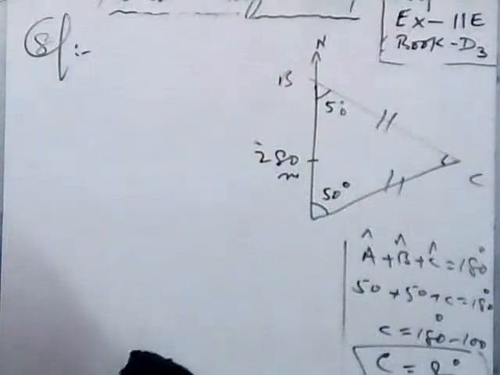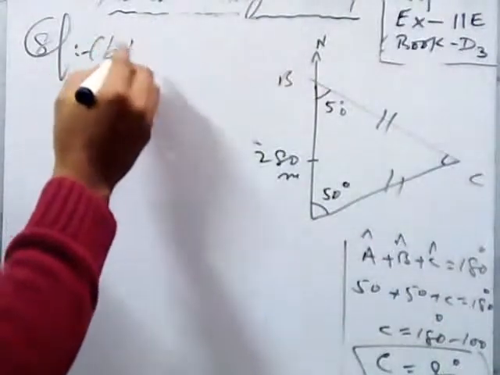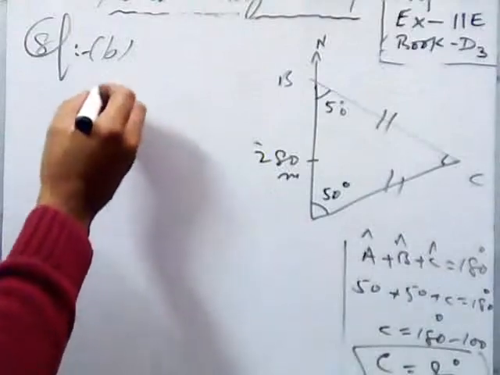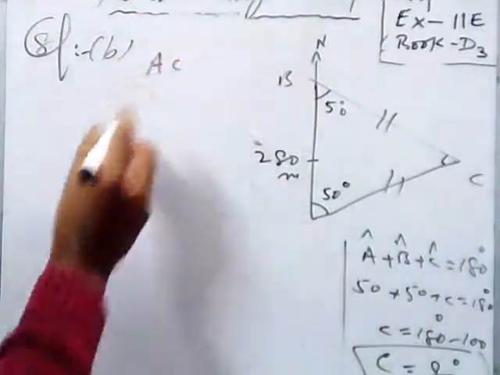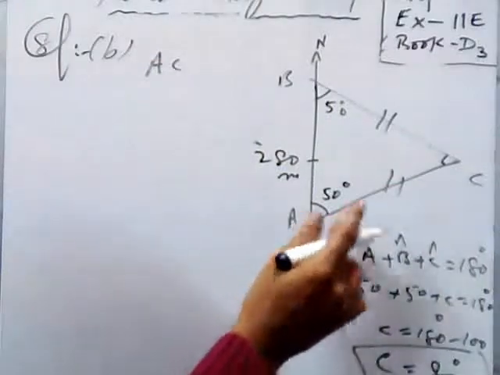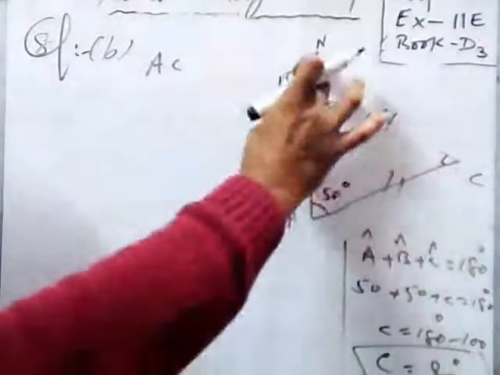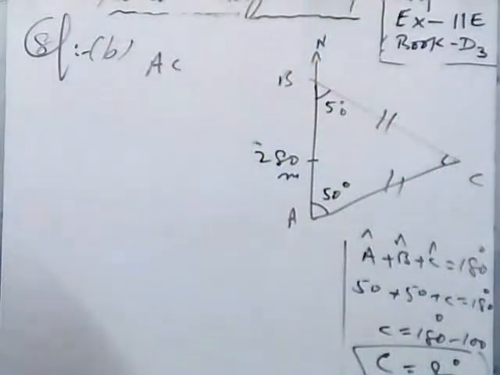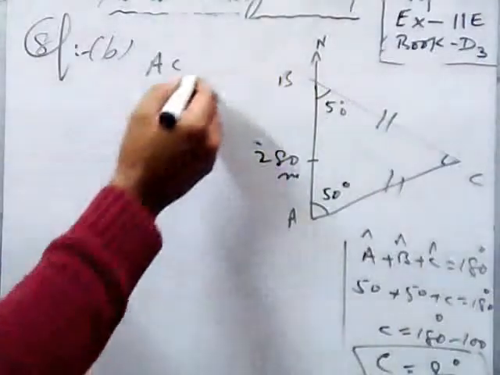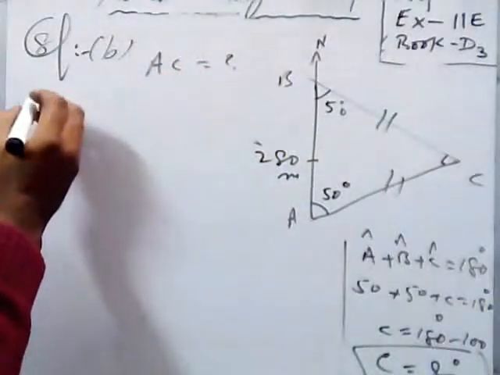we have been asked to calculate the point as close as possible to B. In the B part, we have to calculate as close as possible to B. That is, we have to find AC, because AC is close to B. So it means how close it can possibly be to B. So we have to find AC again by using the sine rule.